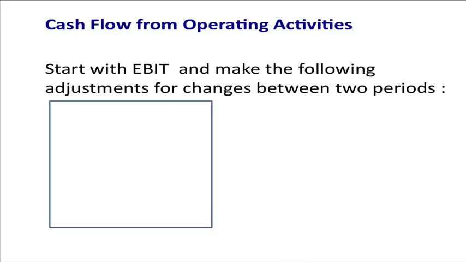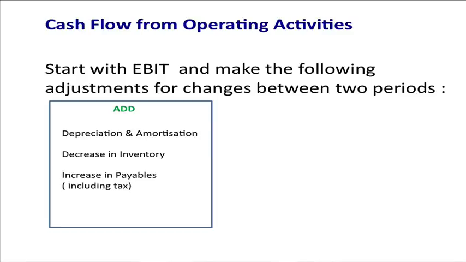One, you add back what you may have kept aside as depreciation. In the last video, we discussed that depreciation is an amount of the profit that you keep aside for a future contingency. So you have only kept it aside in the books of accounts, but the cash has not yet been spent. Therefore, there is cash available to you. Any decrease in the inventory between two periods also, as we said, increases cash. Any increase in payables also increases cash. Any decrease in receivables increases cash.